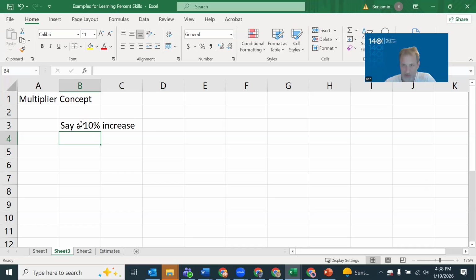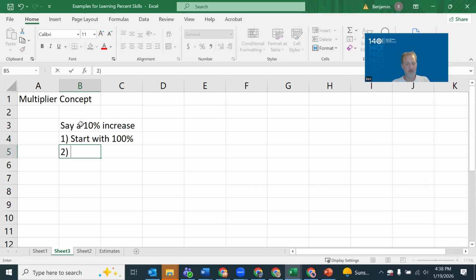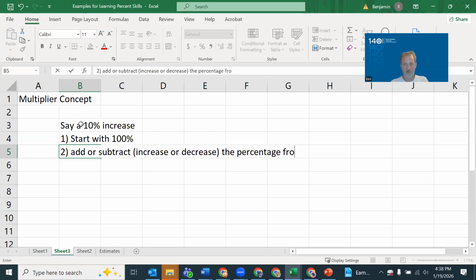What I do with the multiplier concept is 3 steps. First off, I'm going to start with 100%. Secondly, I'm going to add or subtract, that's increase or decrease, the percentage from 100%. So I'm adding it to, subtracting from.